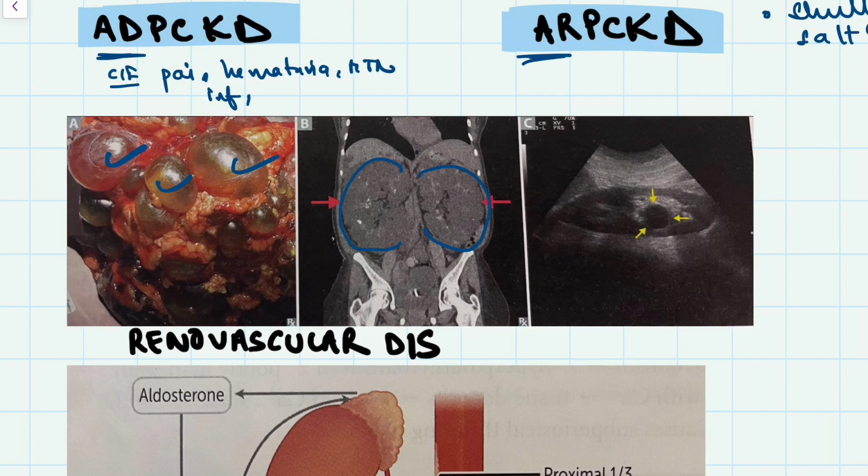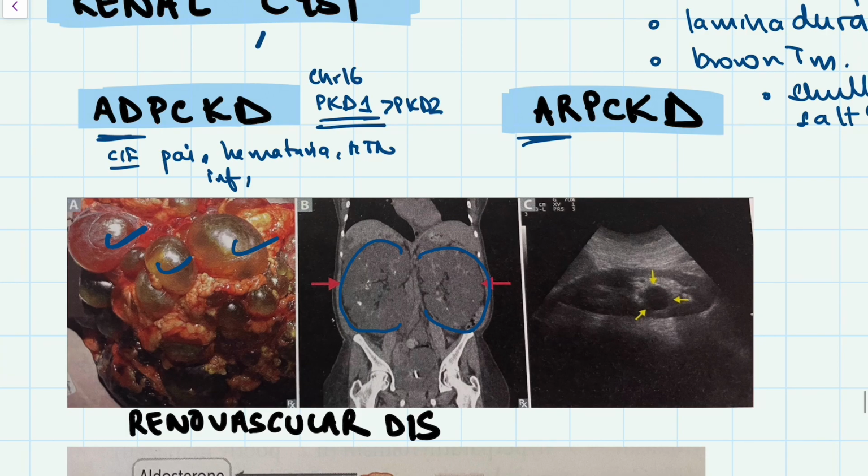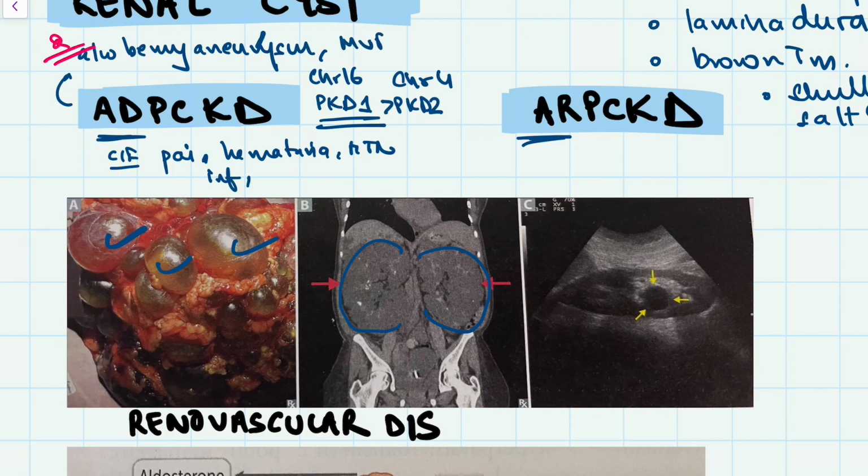Here there is a mutation in the PKD1 gene more than the PKD2 gene. Also, PKD1 is on chromosome 16 and PKD2 is on chromosome 4. It is also associated with berry aneurysm. Very important. This was asked. Mitral valve prolapse, then hepatic cysts. This was also asked. Diverticulosis.